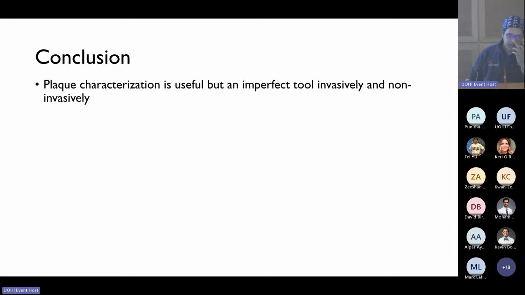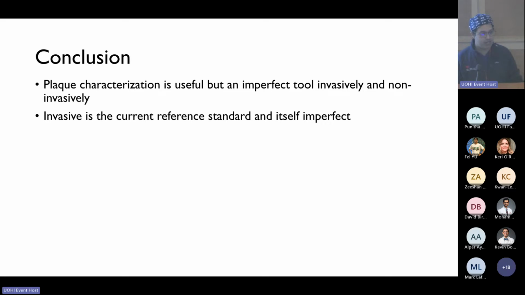So in conclusion, plaque characterization is useful, but it's an imperfect tool. You can do it both invasively and non-invasively. The invasive is probably the current reference standard just because the resolution is best invasively, but is it in itself imperfect? And to be honest, invasive plaque characterization, while we as interventional cardiologists like it because we can use it at the front line, I think at population level it's going to be limited to certain use cases and not broad, because you can only ever use it to see the bit of the coronary tree that you're actually imaging. You can't take it down and see every single side branch.